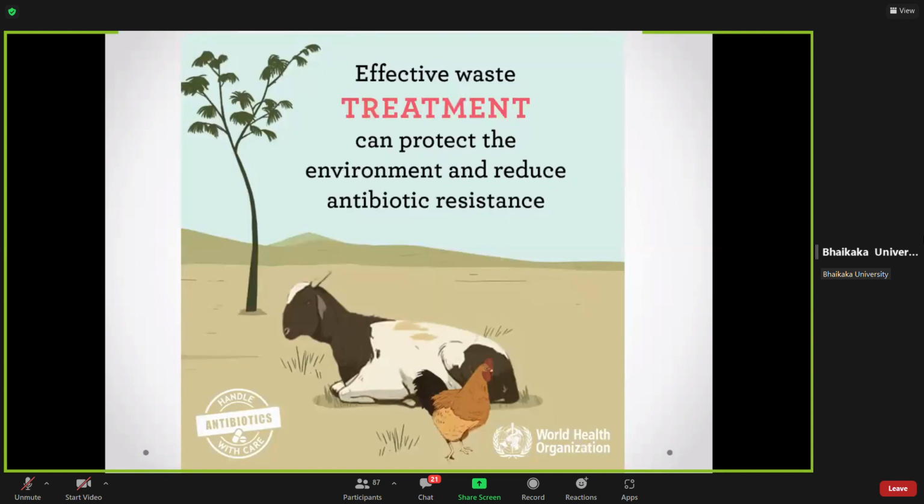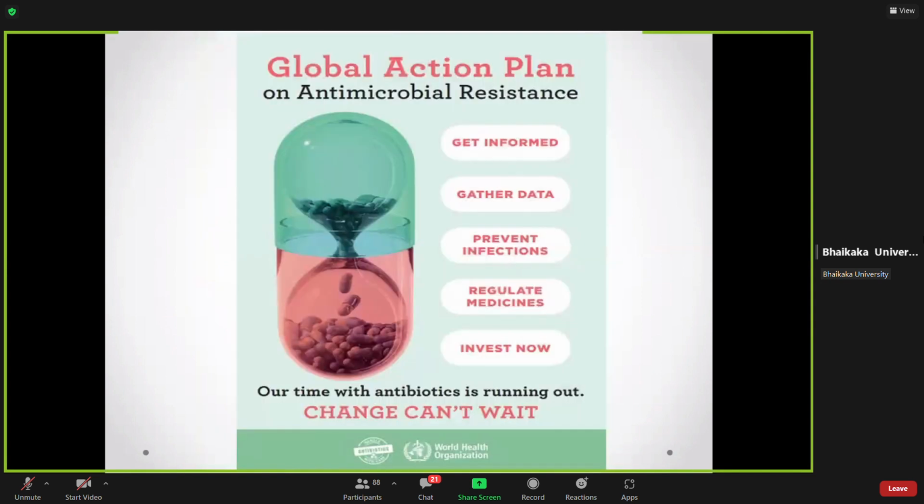So effective waste treatment can also protect the environment and reduce antimicrobial resistance. Waste here, I am targeting the animal dung or animal excreta. Because of heavy use of antibiotics in animal feed, animal excreta also contains organisms with antimicrobial resistance, normal flora. A proper waste treatment will also restrict the spread of those antimicrobial resistance genes.